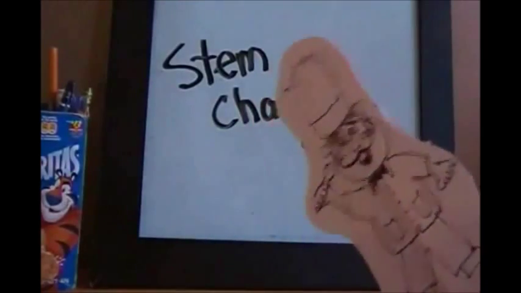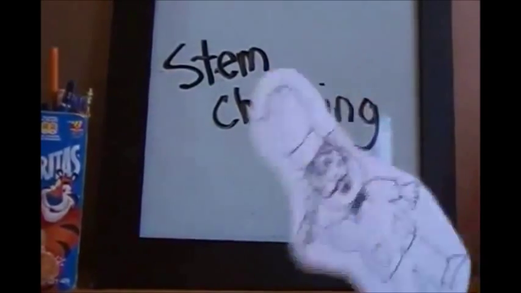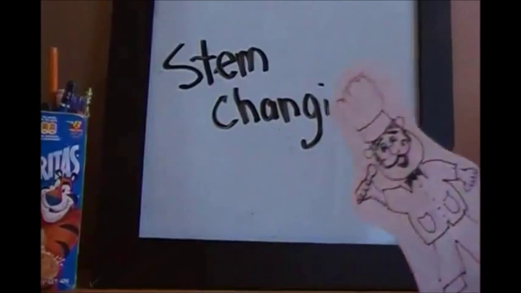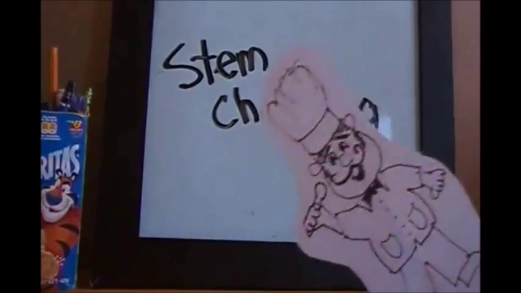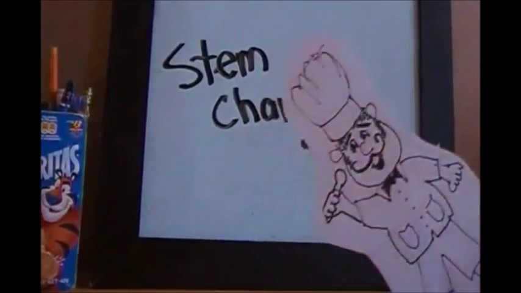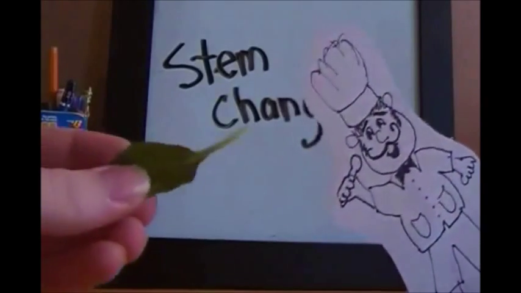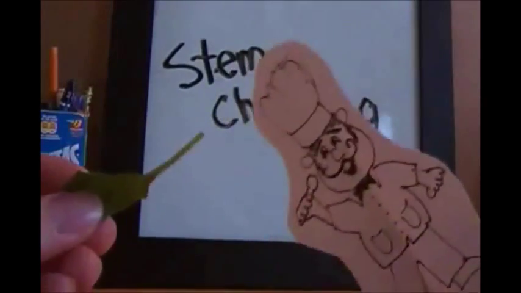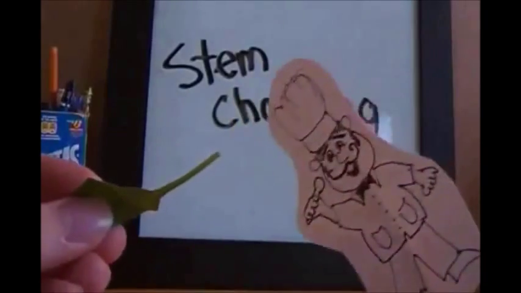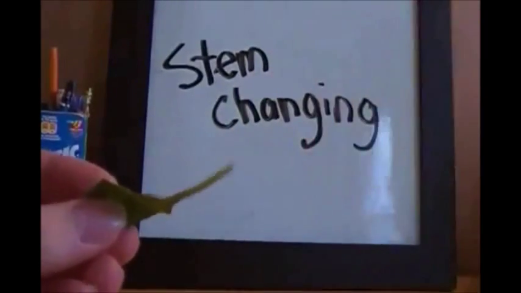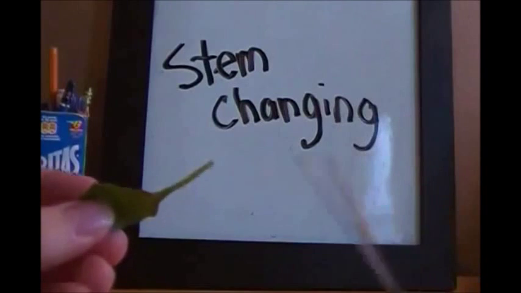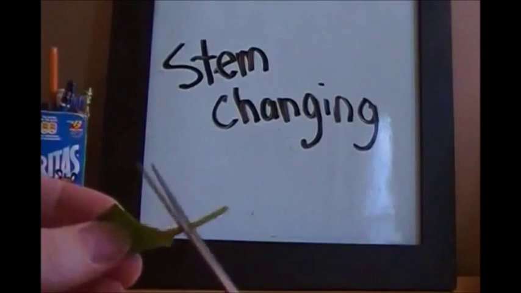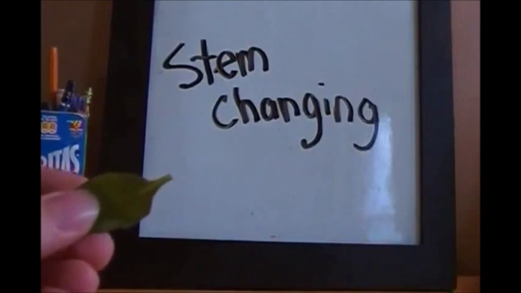Hola amiguitos, I am the cocinero, and today I am going to talk about stem changing. Yes, now there are many types of stems. One type of stem is the stem of spinach. Yes, and to change this stem, a good idea is to have some scissors. You take the scissors and all you do with one foul swoop is you stem change.